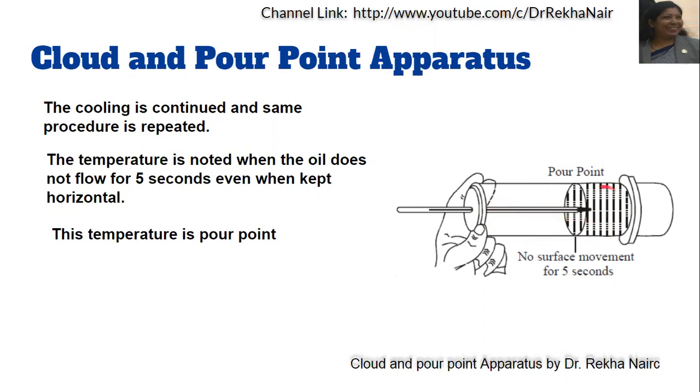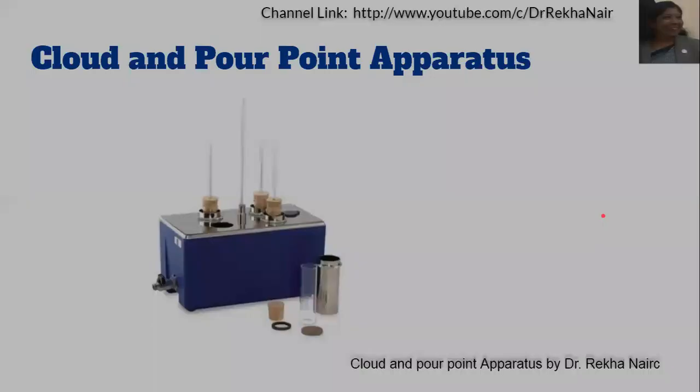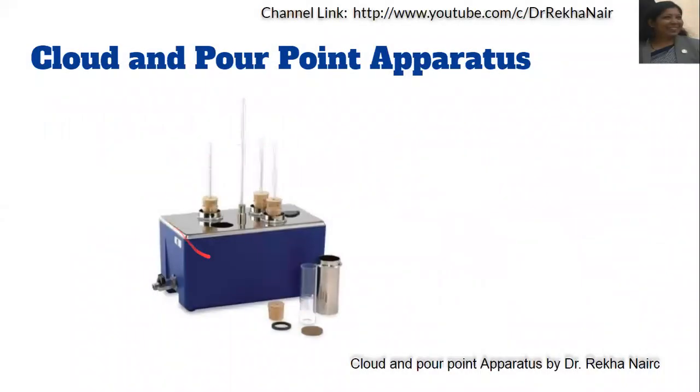So the highest temperature at which the oil gives a cloudy appearance when it is cooled is the cloud point. And the temperature at which it will not flow for 5 seconds when kept horizontal is called the pour point of the lubricating oil. So this is the apparatus.